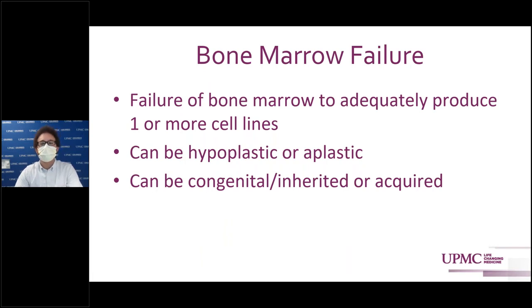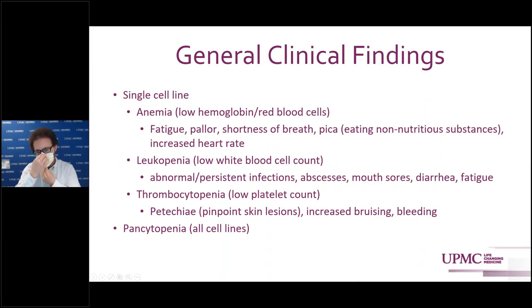So again, very broadly, bone marrow failure is defined as the failure of this bone marrow structure or system to adequately produce one or more of these different cell lines that I talked about. It can be either hypoplastic, where you don't have complete failure of production, but you have a significant decrease in activity, or aplastic, when you just have a complete failure of production of those cells. And it can be either inherited or acquired from different reasons.